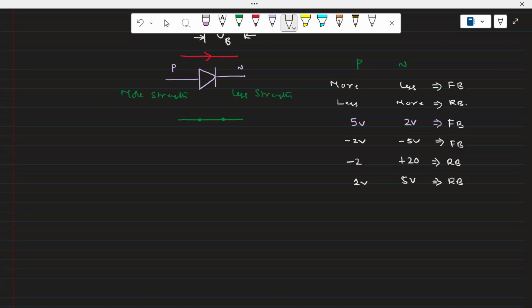Okay. So whether we are applying the positive potential or negative potential is not a matter. The strength at the P side must always be more than that of the N side. Then we can say it is a forward bias. Otherwise, it is in reverse bias.